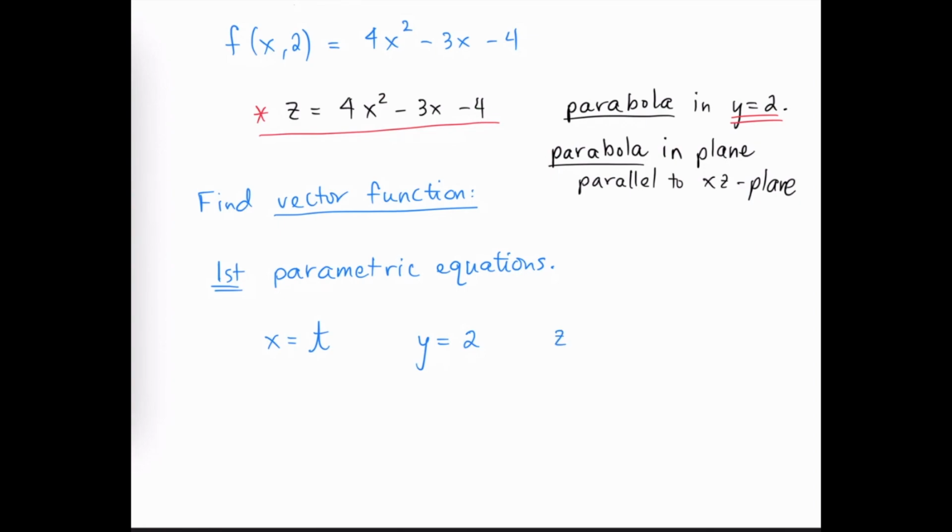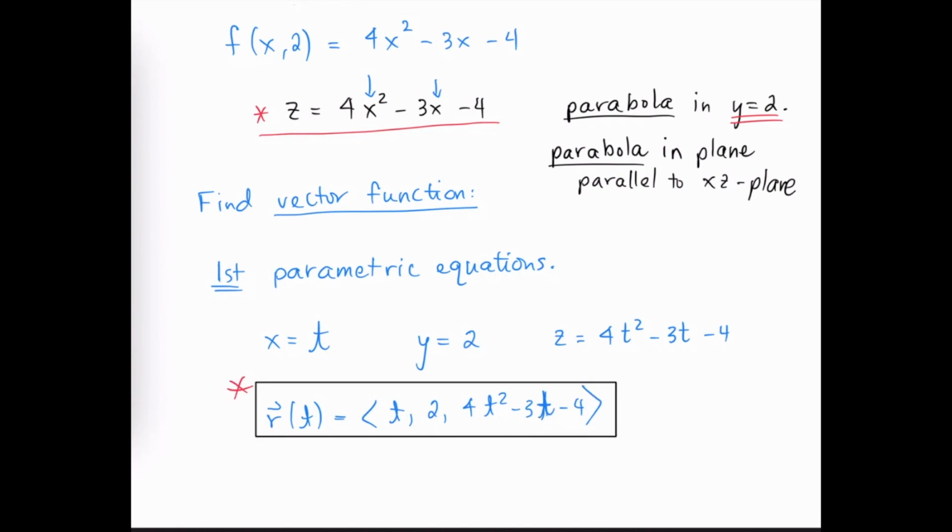And then the z parametric equation can be determined simply by plugging t in for each of these x's to get 4t squared minus 3t minus 4. So that vector function would then be t as the x component, 2 as the y component, and then 4t squared minus 3t minus 4 as the z component.